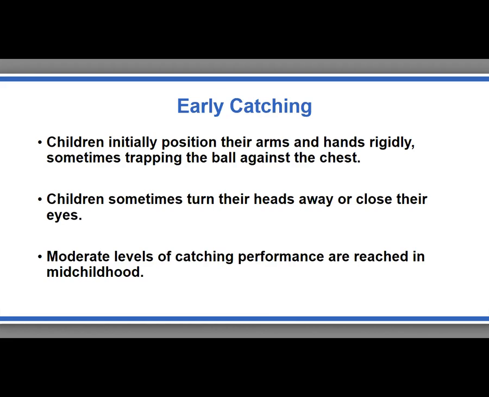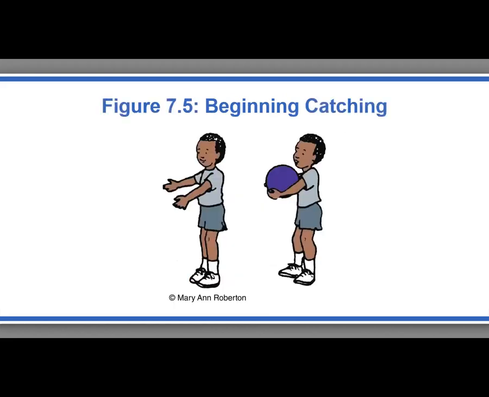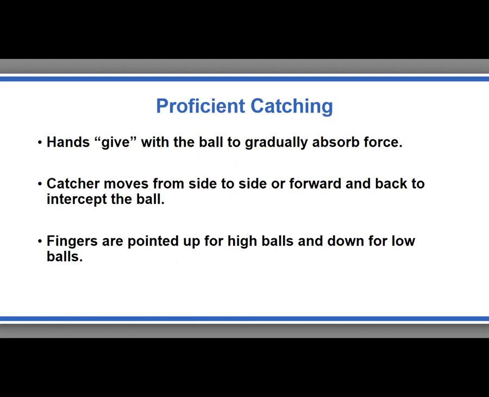Right? Children sometimes turn their heads away or close their eyes, because they don't have confidence. Too many times things bounce up in their face, and that increases the likelihood it's going to happen. Then moderate levels of catching performance are reached in mid-childhood. So, the beginning catch phase: again, I see this with my kids. My older daughters are more hand catchers now, depending on the size of the object.